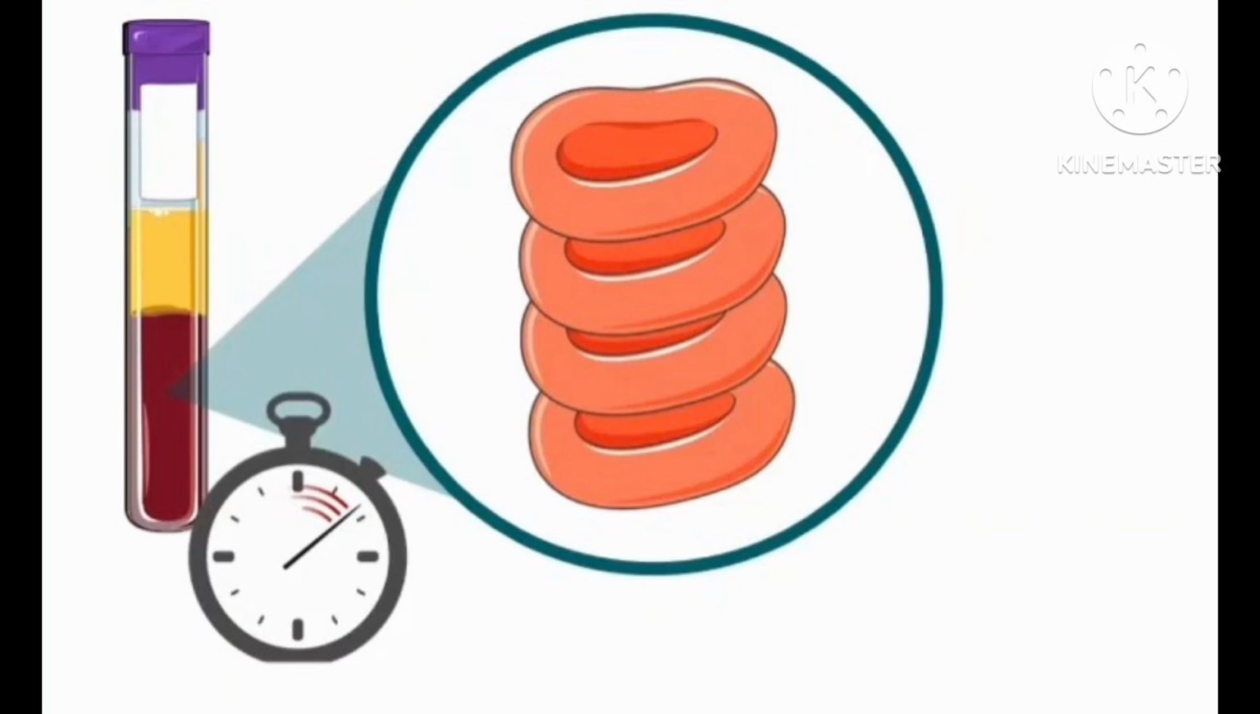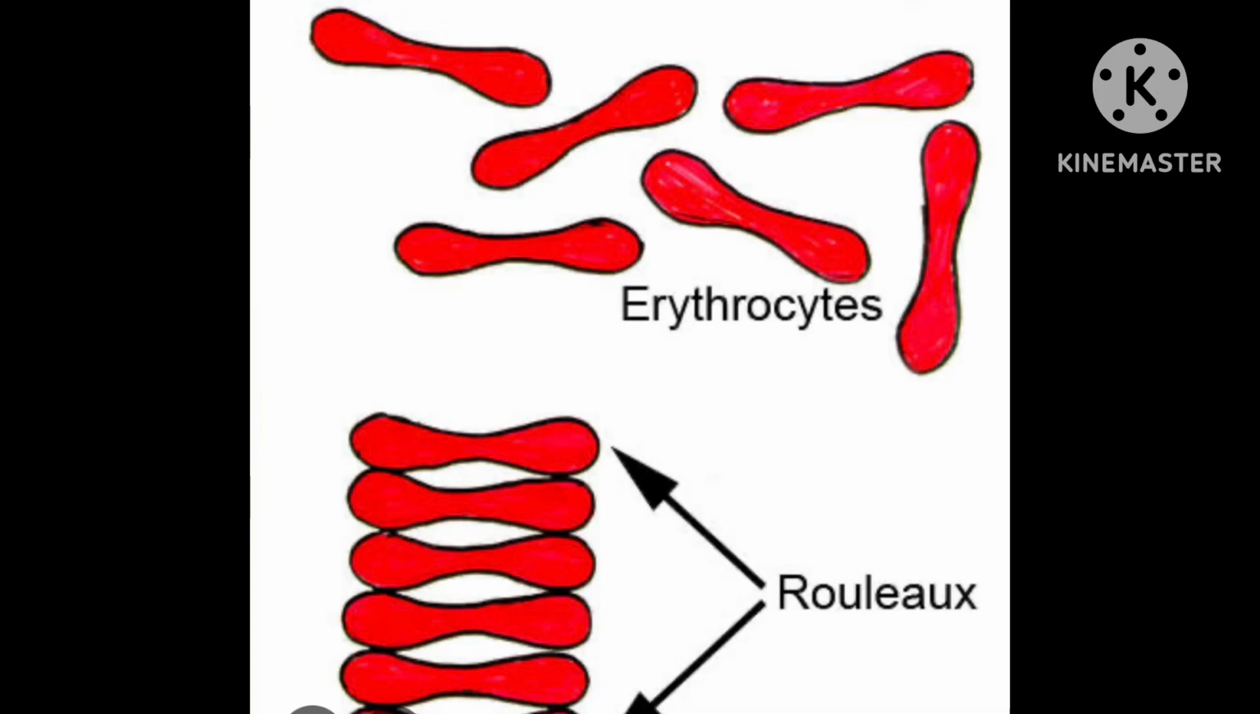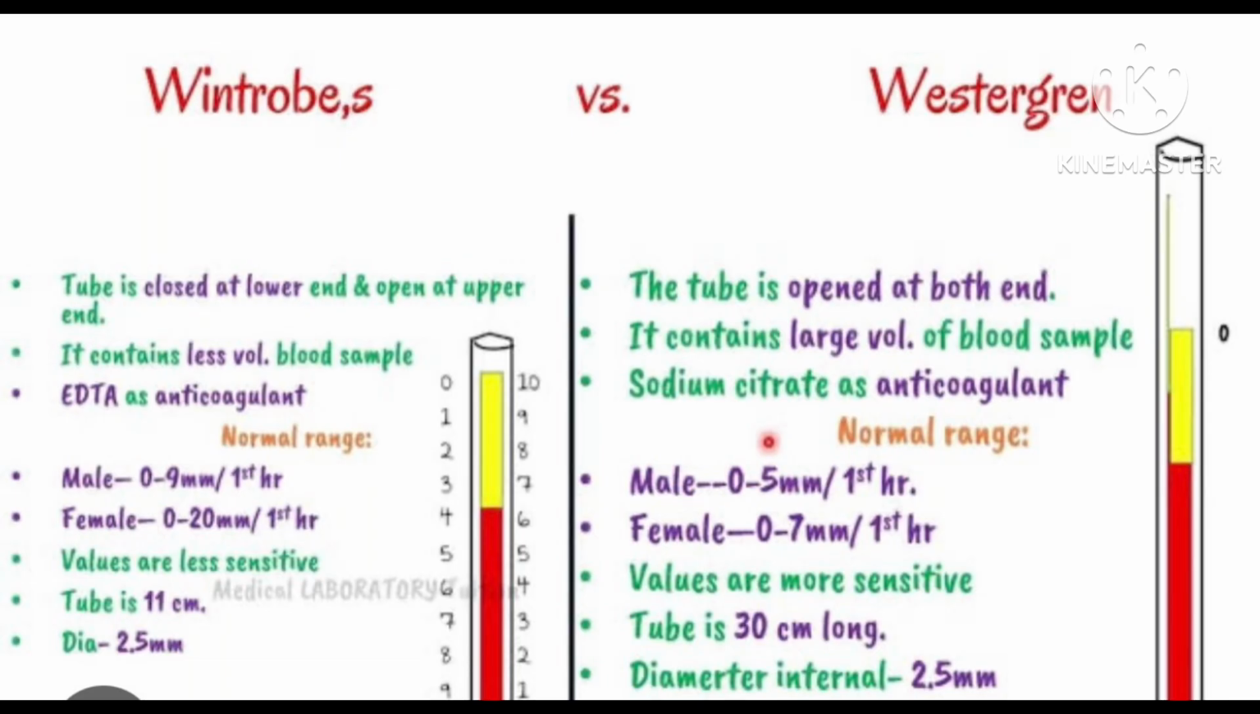Normally our RBCs are present in free floating form, as we all know that. But due to the effect of some factors like fibrinogens and immunoglobulins, RBCs undergo rouleaux formation, which is a coil stacking arrangement of RBCs. This causes sedimentation of RBCs. The normal values of ESR in men are up to 15 mm per hour and in women up to 20 mm per hour. It is measured by two methods, Westergren's method and Wintrobe's method.